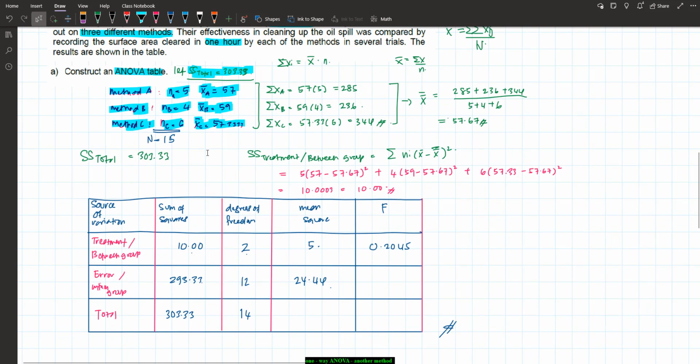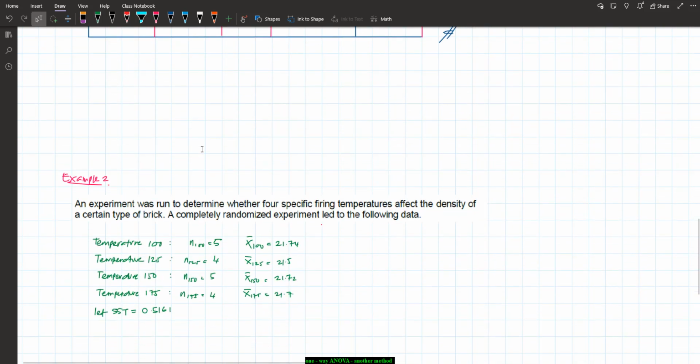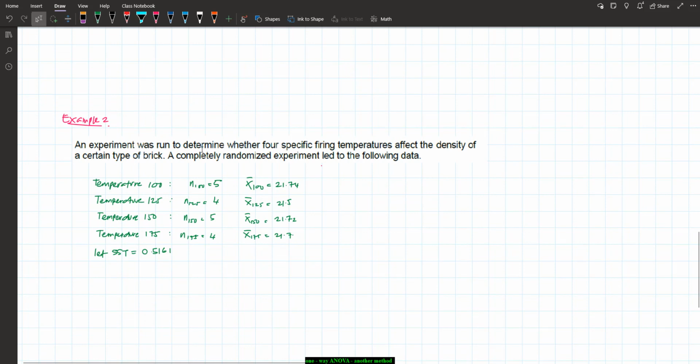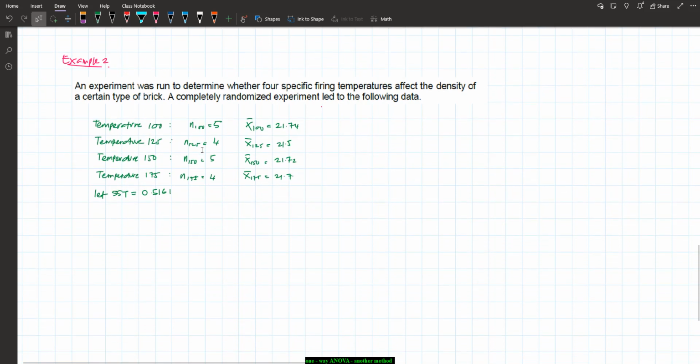So the next procedure to test whether there is a significant difference, we will use the normal procedure, as we have learned in class. In this video, I just want to show you how to use another formula to construct a one-way ANOVA table, right? So now let's look at another example, which is example number 2. Example number 2 in our class is the same as example number 3.